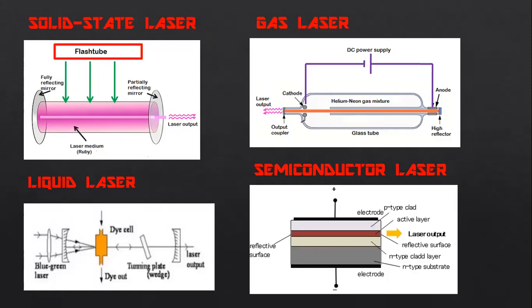The first solid state laser was the ruby laser. It is still used in some applications. In this laser, a ruby crystal is used as a laser medium.